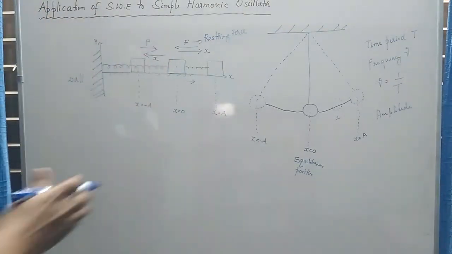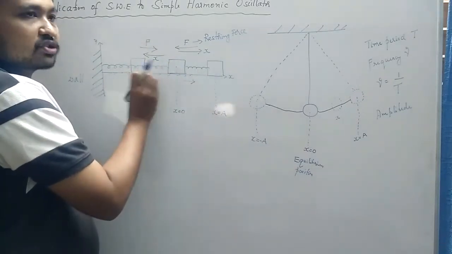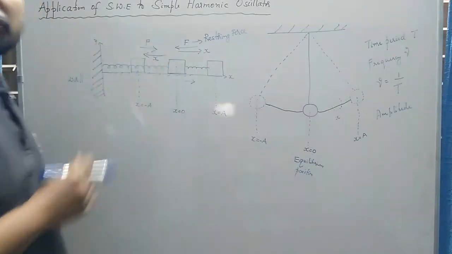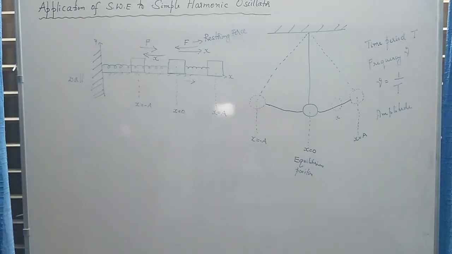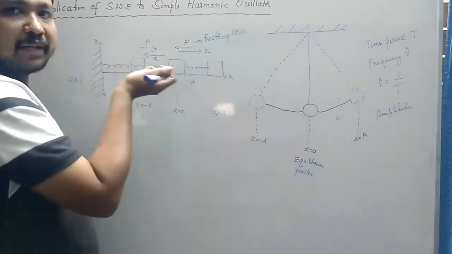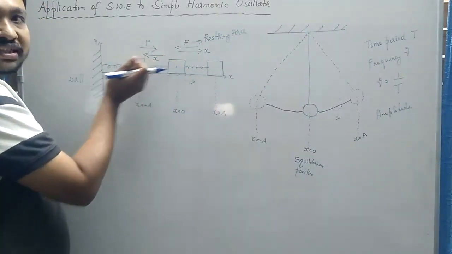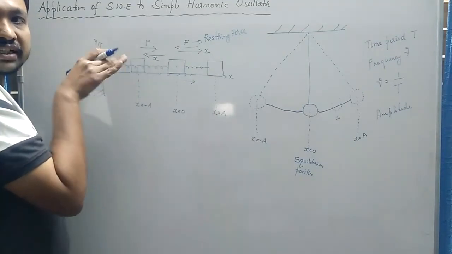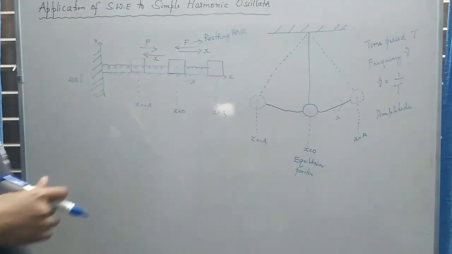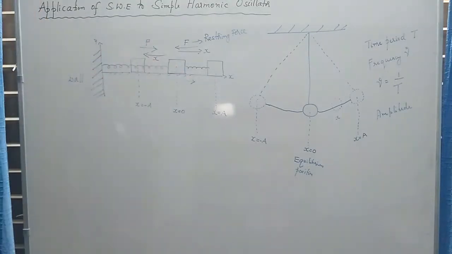So whether the object is in the stretched mode or the compressed mode, there is always a force acting in the direction opposite to the displacement of the object. If the object is displaced towards the right, there is a force trying to pull it back towards the equilibrium position. If the object is displaced towards the left, there is a force acting in the opposite direction which is trying to take the object back to the equilibrium position.